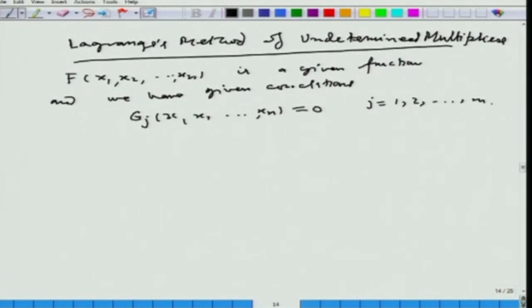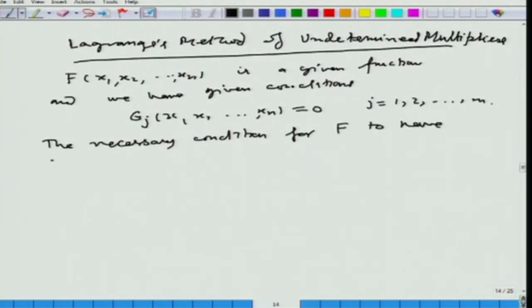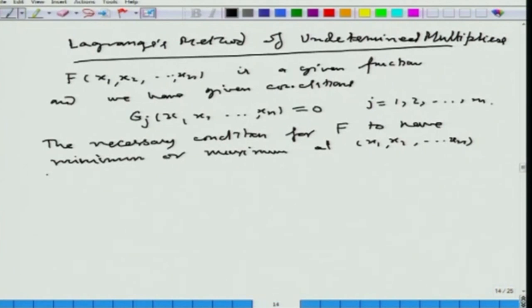Then the necessary condition for f to have a minimum or maximum at x_1, x_2, ..., x_n is that ∂/∂x_i of f plus the summation j equal to 1 to m of lambda_j g_j is equal to 0 at x_1, x_2, ..., x_n.